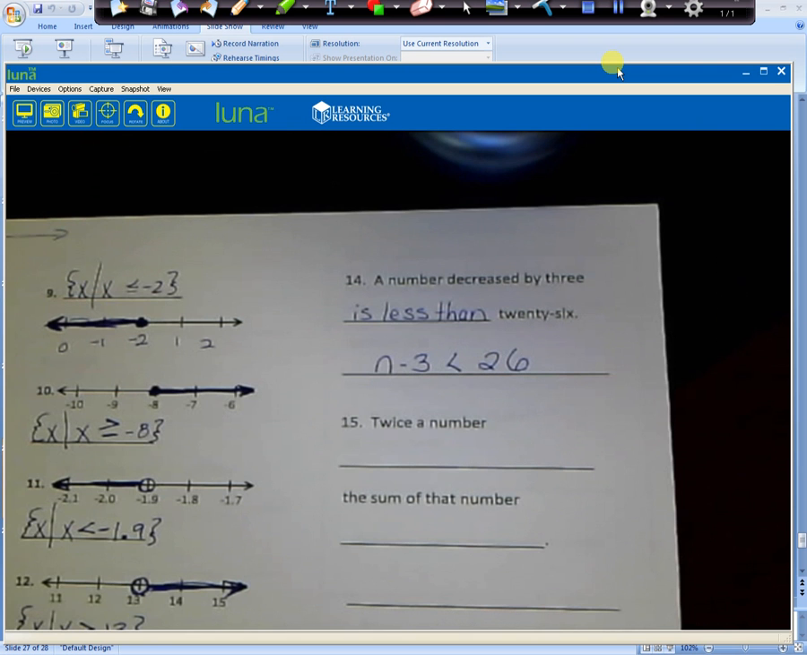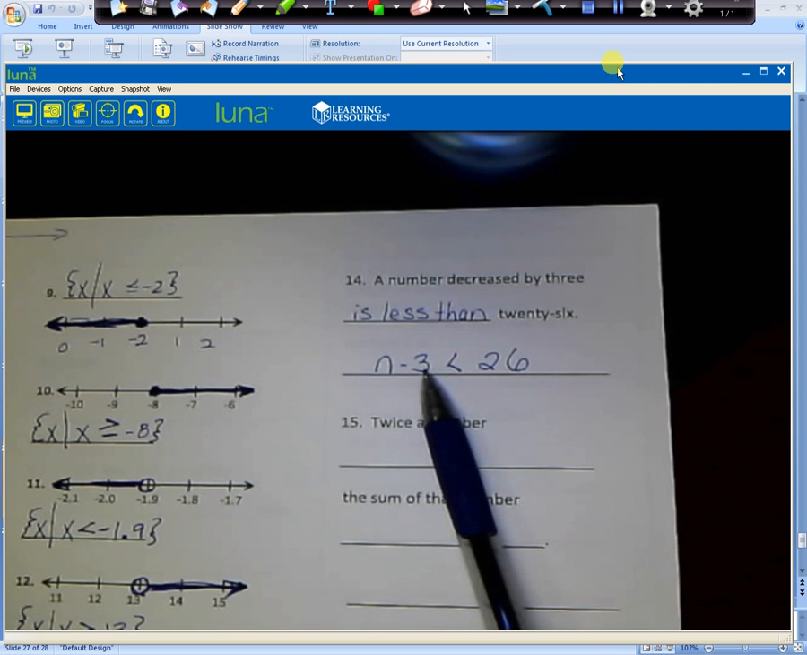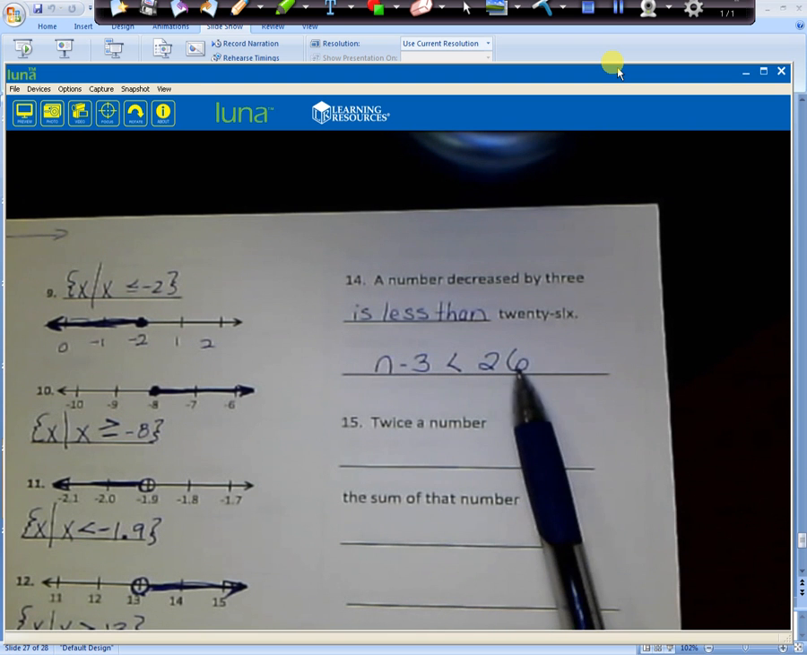All right, so again, please make sure that you have number 14 written down. A number decreased by 3 is less than 26. Looks like n minus 3 is less than 26. Number 15, again, we're filling in the words.